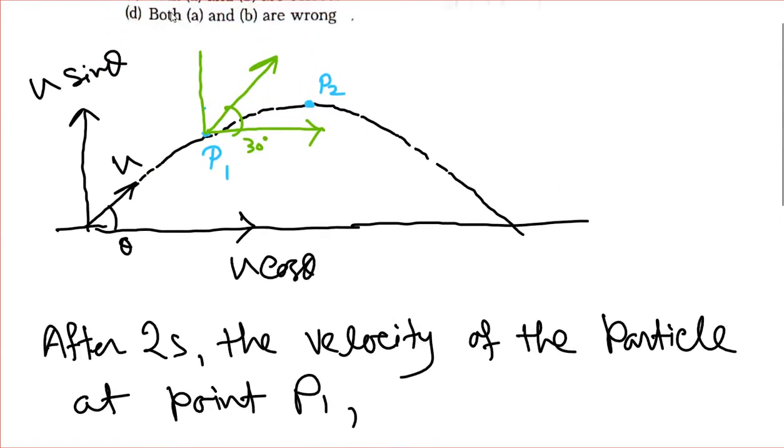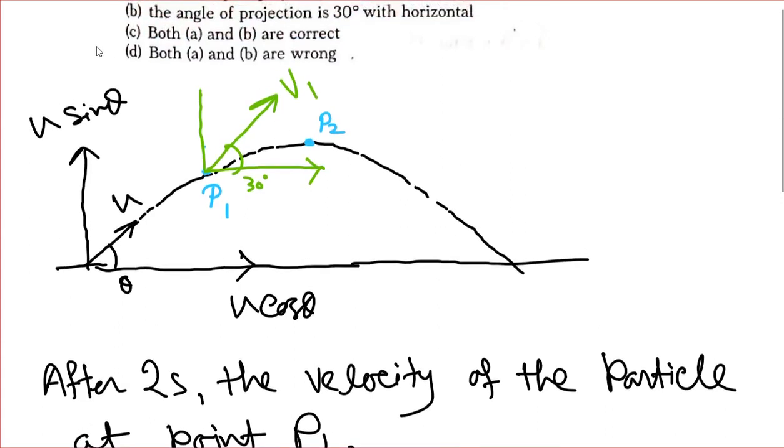Let's take this velocity at 30 degree angle at point P as V1, and again यहाँ पे V1 का दो कंपोनेंट होगा, एक वर्टिकल that will be V1 sin theta and the horizontal that will be V1 cos theta.